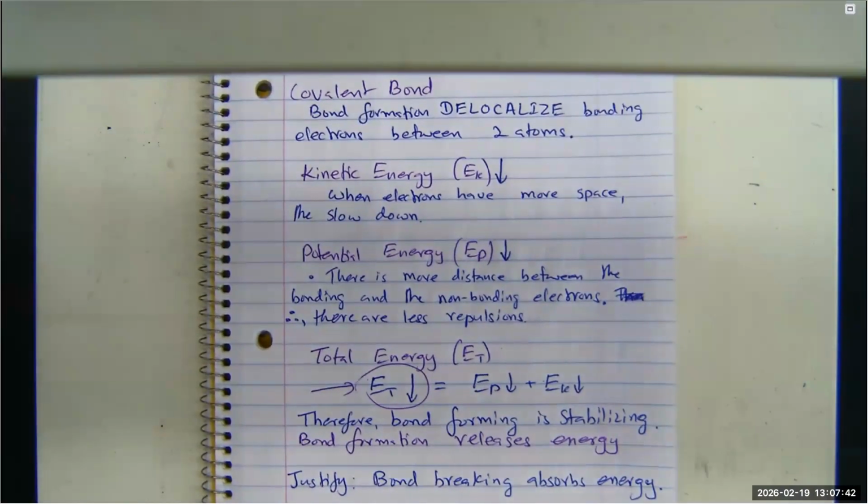Now we spent at least 10, 15 minutes on this, and you can expect a question from this page. So, why does bond formation release energy, or why is bond formation stabilizing? You can talk about how it brings down kinetic energy and potential energy, and means it decreases the total energy. Therefore, it is stabilizing, and that's why it releases energy. And if it asks about the other way around, bond breaking, you just talk about the reverse of these things. Done. What questions, concerns, comments do we have at this moment?